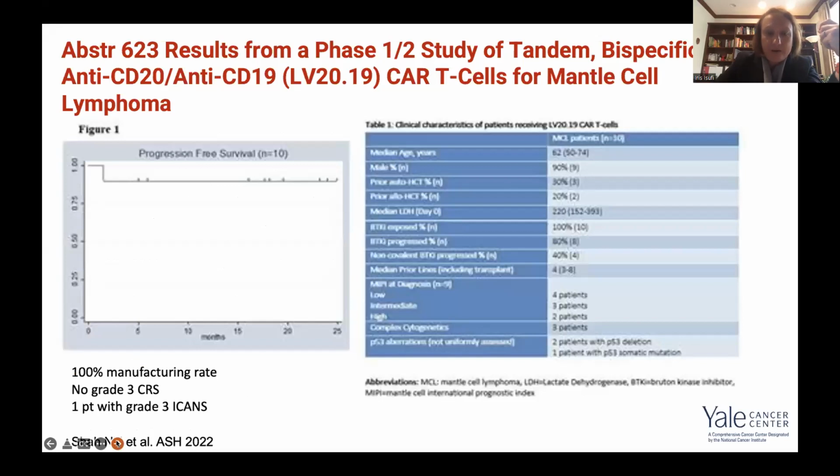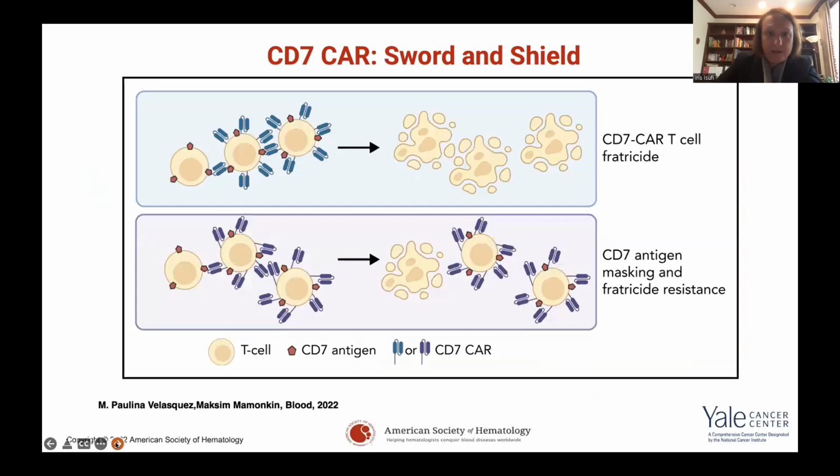And you can see here that the manufacturing rate was very high, 100% with its closed system. There were no grade 3 cytokine release syndrome cases, and there was only one patient with grade 3 ICANS. They were patients that had at least 4 lines of therapy. They were all exposed to BTK inhibitors, and long-term progression-free survival looks excellent. And we already have the diffuse large B-cell lymphoma study, but we're going to go ahead and open this for mantle cell lymphoma at Yale.